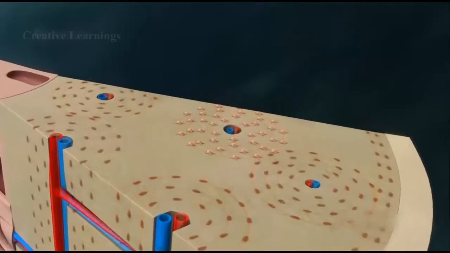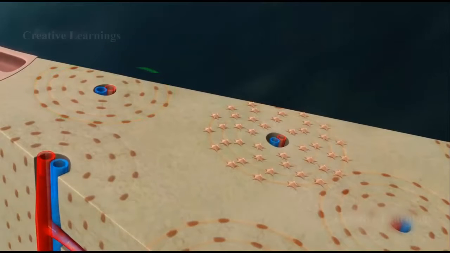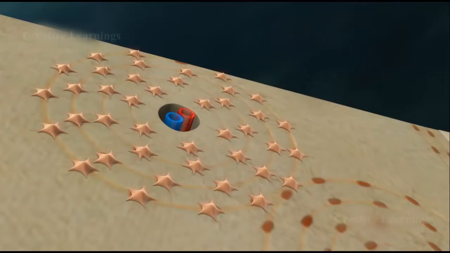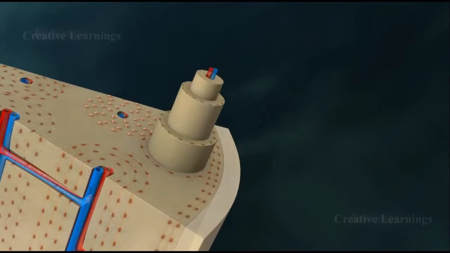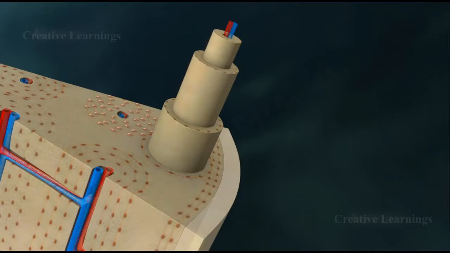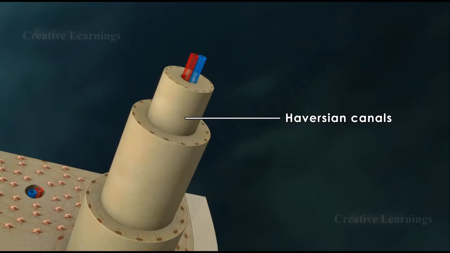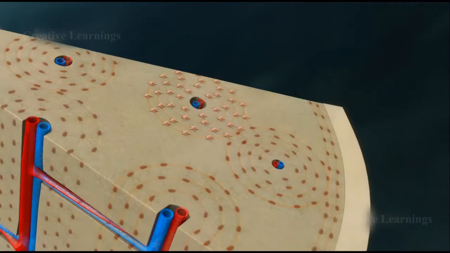This dense layer is filled with organic ground substance and inorganic salts. In between these substances are very tiny spaces that contain the bone cells known as osteocytes. As compact bone matures, it develops a network of interconnecting vascular canals, referred to as Haversian canals, which contain blood vessels that supply nutrients to osteocytes. The compact bone will surround the Haversian canals in layers known as osteons.